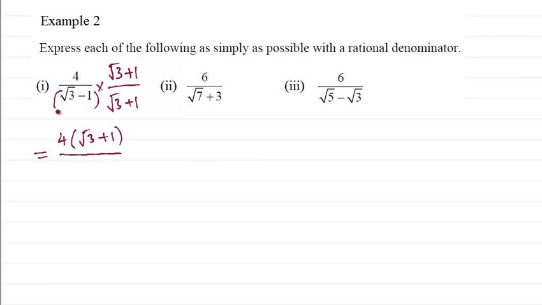On the bottom it's like a difference of 2 squares. You got root 3. So always square this number, which is 3, then just minus square this number, which is 1. So you basically get 2 root 3 plus 1, or you can write 2 root 3 plus 2.